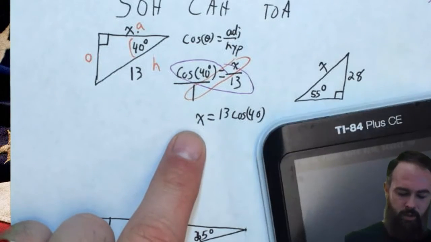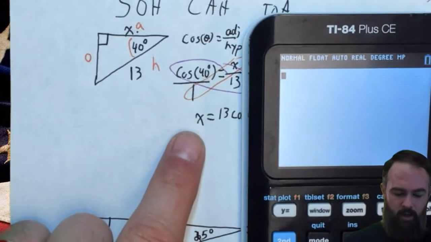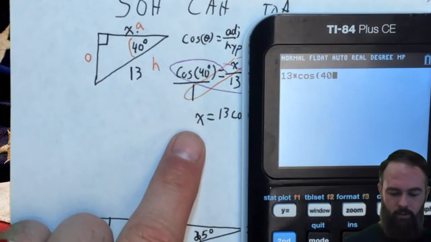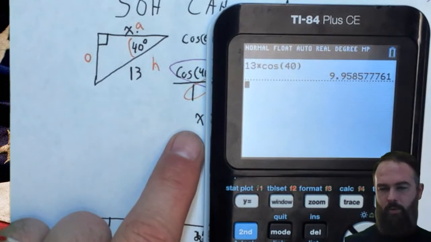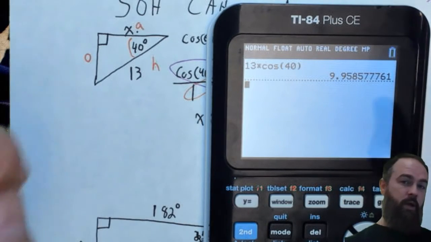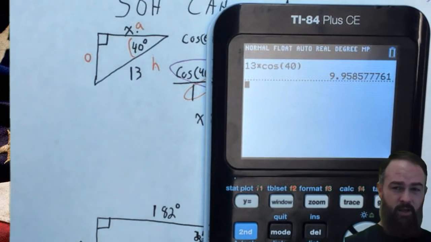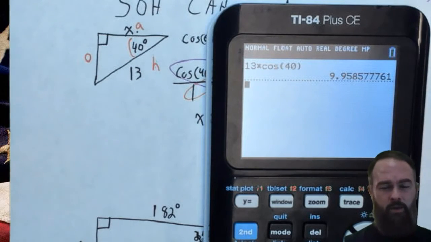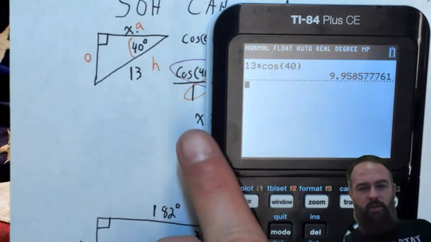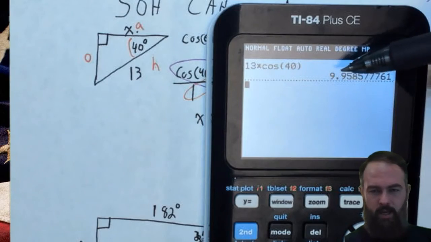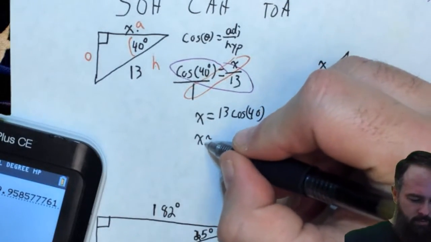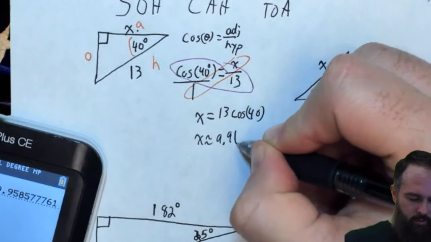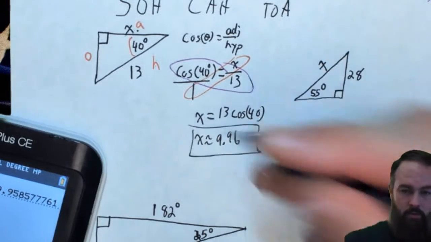I've got x equals, I can run to my calculator and just type it in, 13 times cosine 40. Close that parenthesis, press enter, and boom, there we go. Now, always round to whatever the directions or your teacher tells you to. For now, let's just use 2 decimal places just to be consistent. So the answer is going to be 9.96. So x is approximately 9.96.